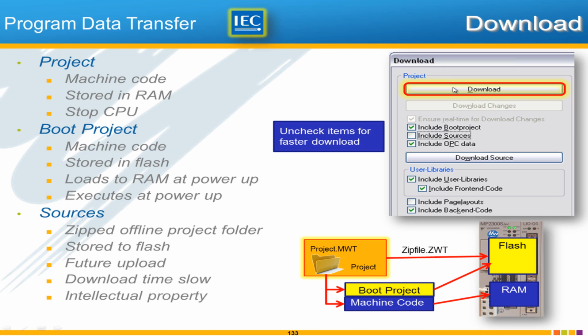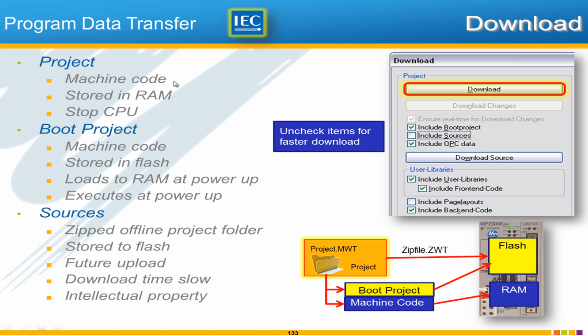And so we have often clicked the download button, and then we've just clicked the download button again. But in this part of the training, let's look at what the different items are that can be sent to the controller. There are 3 items. There's the project, boot project, and sources. Up to this point, we've been downloading only the project.